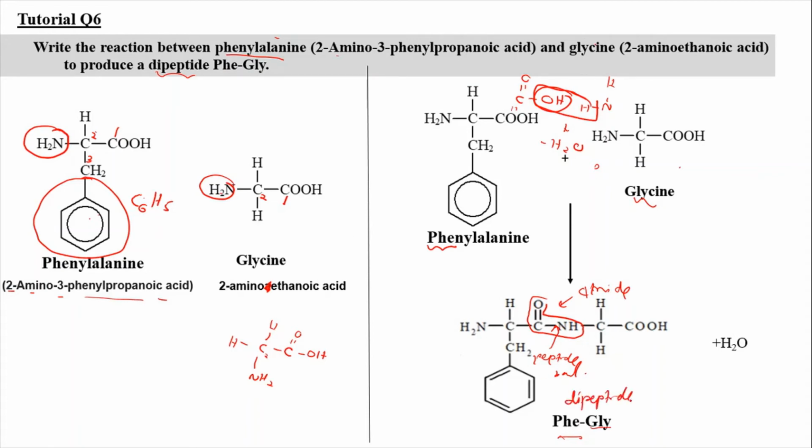Okay, and di maksudnya dua amino acid dicantumkan menjadi satu molekul lebih besar. If 3 amino acids, then it's going to be tripeptide. If there's more than 30, then it's going to be called polypeptide. Poly maksudnya banyak, polygamy. Okay, so now we're going to move on to the next question.